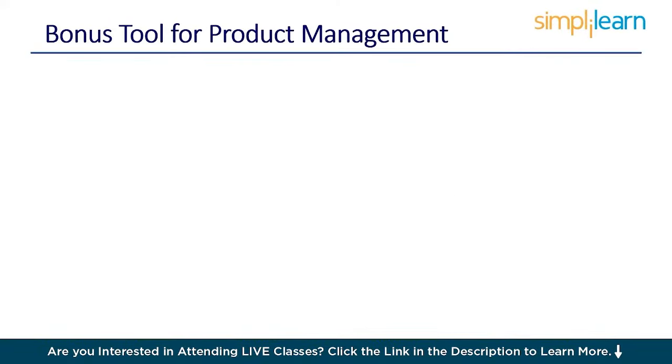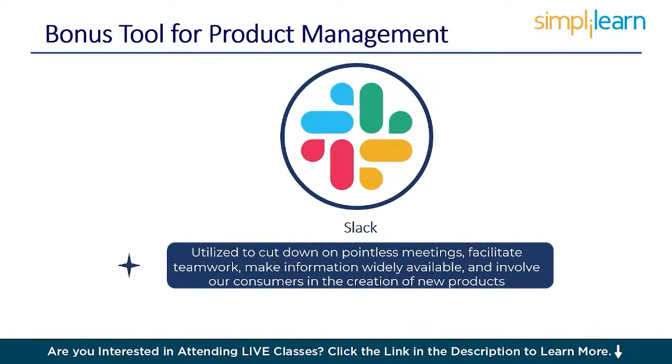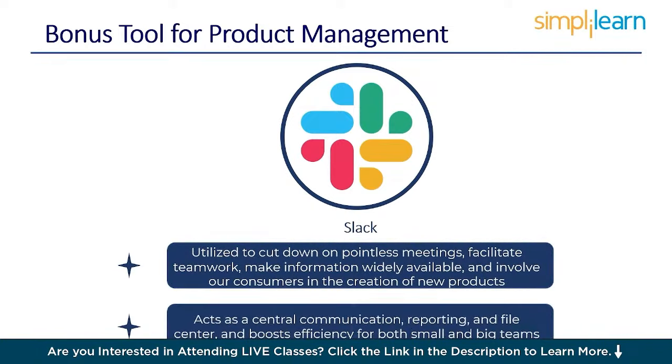With this, we have come to the end of this session. But before winding up, let's take a look at the bonus tools for you that serve multiple purposes in terms of product management. The very first tool is Slack. To strengthen product organization, Slack has emerged as the most crucial tool. Slack is utilized to cut down on pointless meetings, facilitate teamwork, make information widely available, and involve our consumers in the creation of new products.